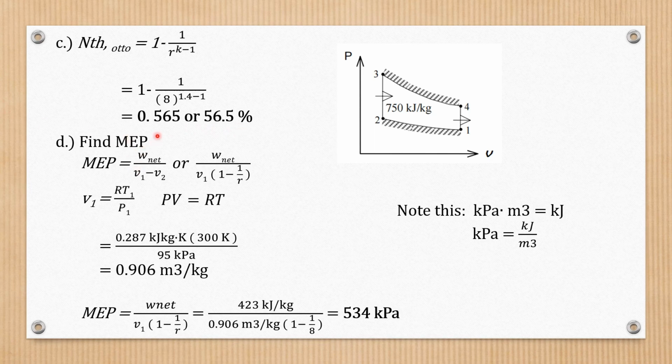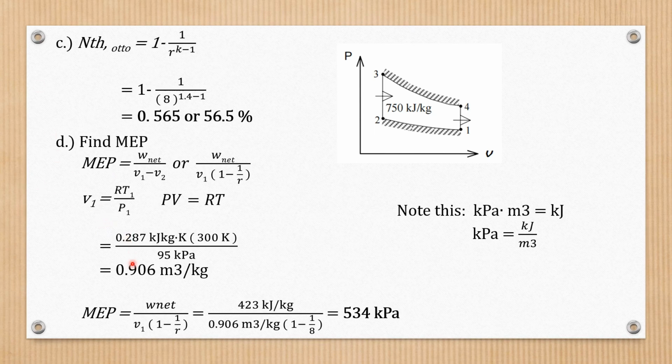Next is to find the mean effective pressure. Using this equation, mean effective pressure is equal to net work over volume 1 minus volume 2, or net work over volume 1 times the quantity of 1 minus 1 over compression ratio. You can use either of these two equations, but we're going to use this one here. Since volume 1 is not given, we're going to find it using the ideal gas equation. PV is equal to mRT, where the m is equivalent to 1, so it will become PV is equal to RT. Manipulate this to get this equation for us to find the volume 1.